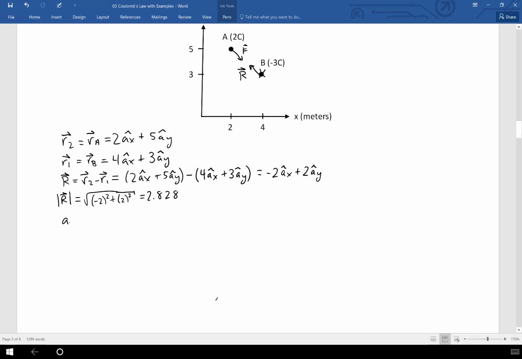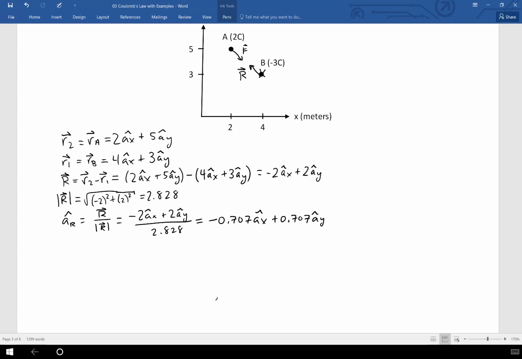2.828, and therefore a sub r is just going to be R divided by the magnitude of R, which is negative 2 a sub x plus 2 a sub y divided by 2.828, which it turns out is minus 0.707 a sub x plus 0.707 a sub y. So that's the direction of the force, and that's the unit vector that's pointing in the direction.